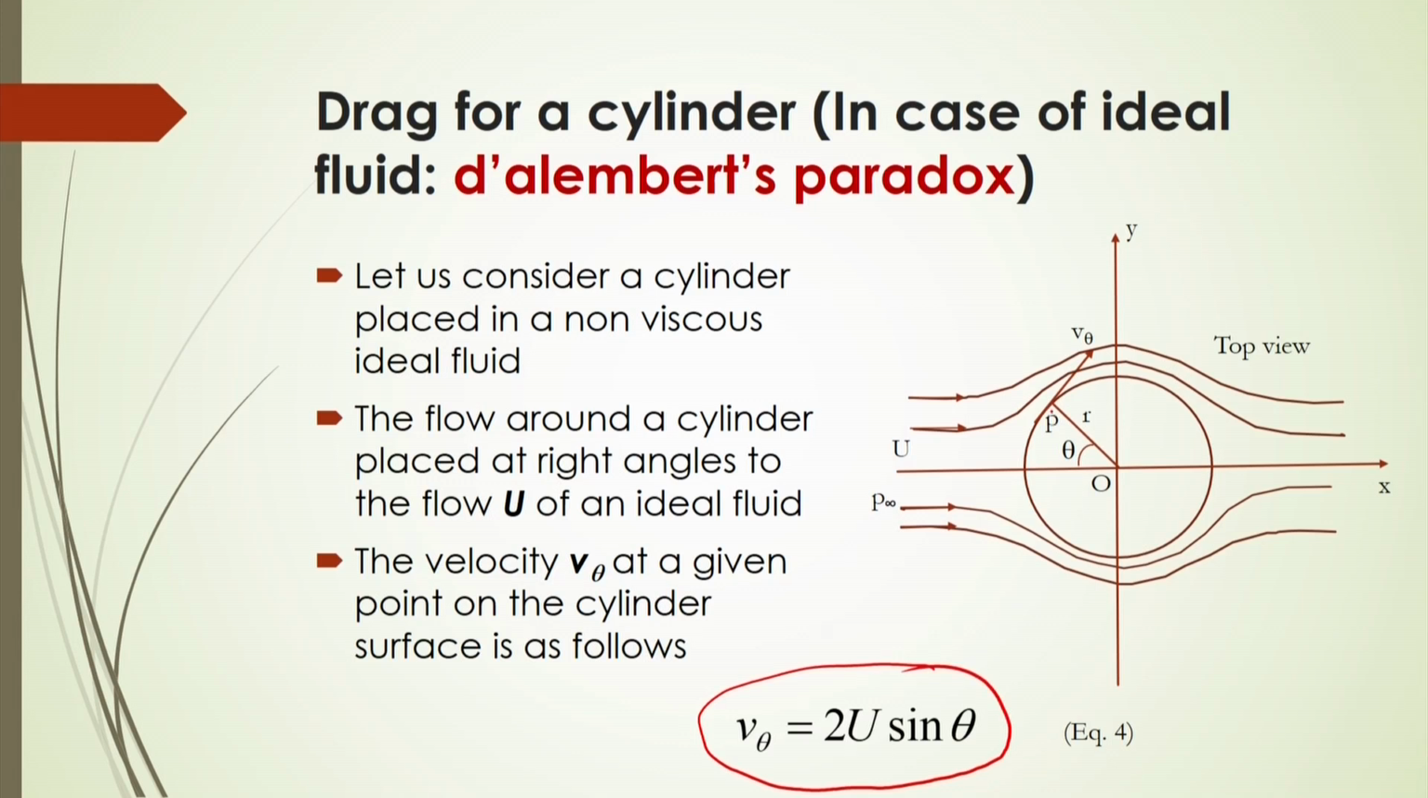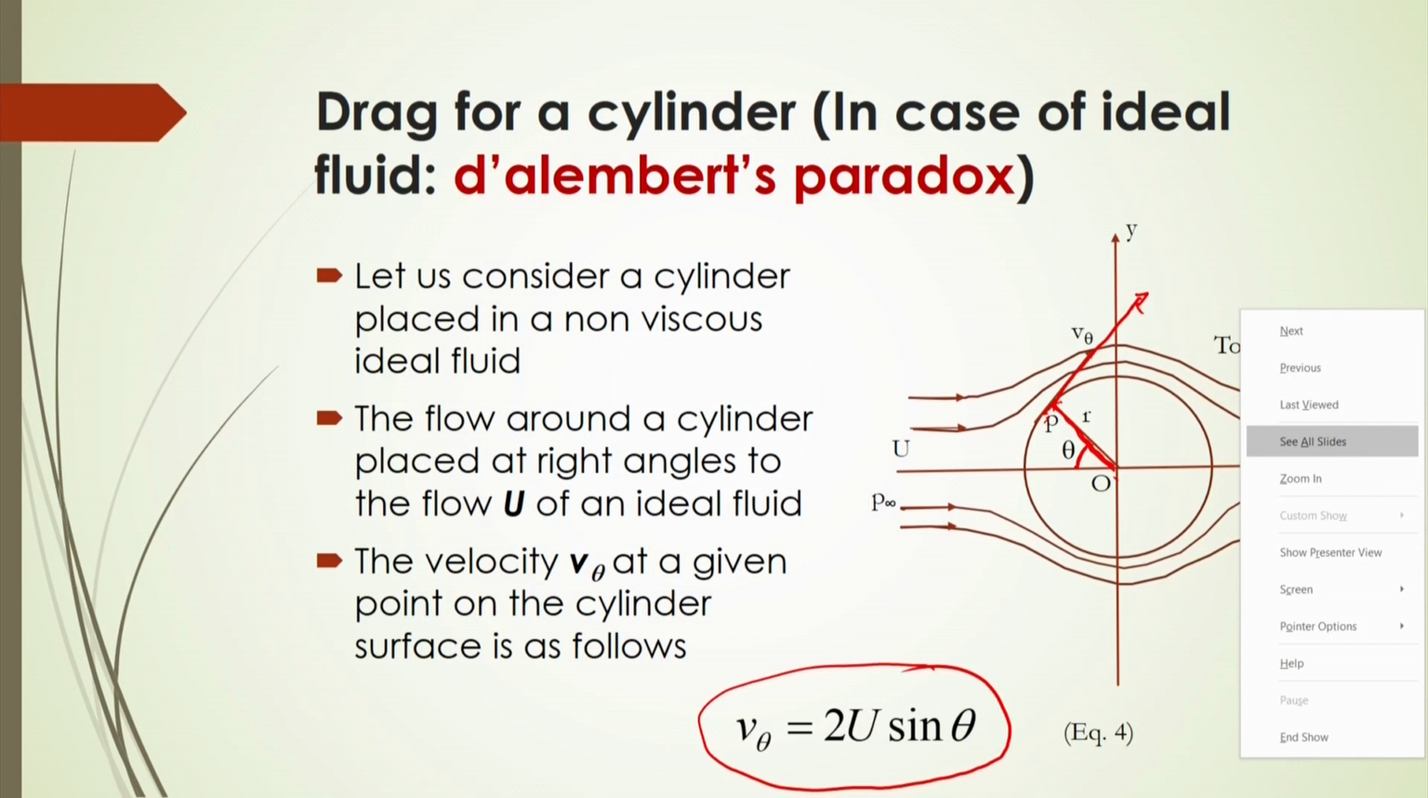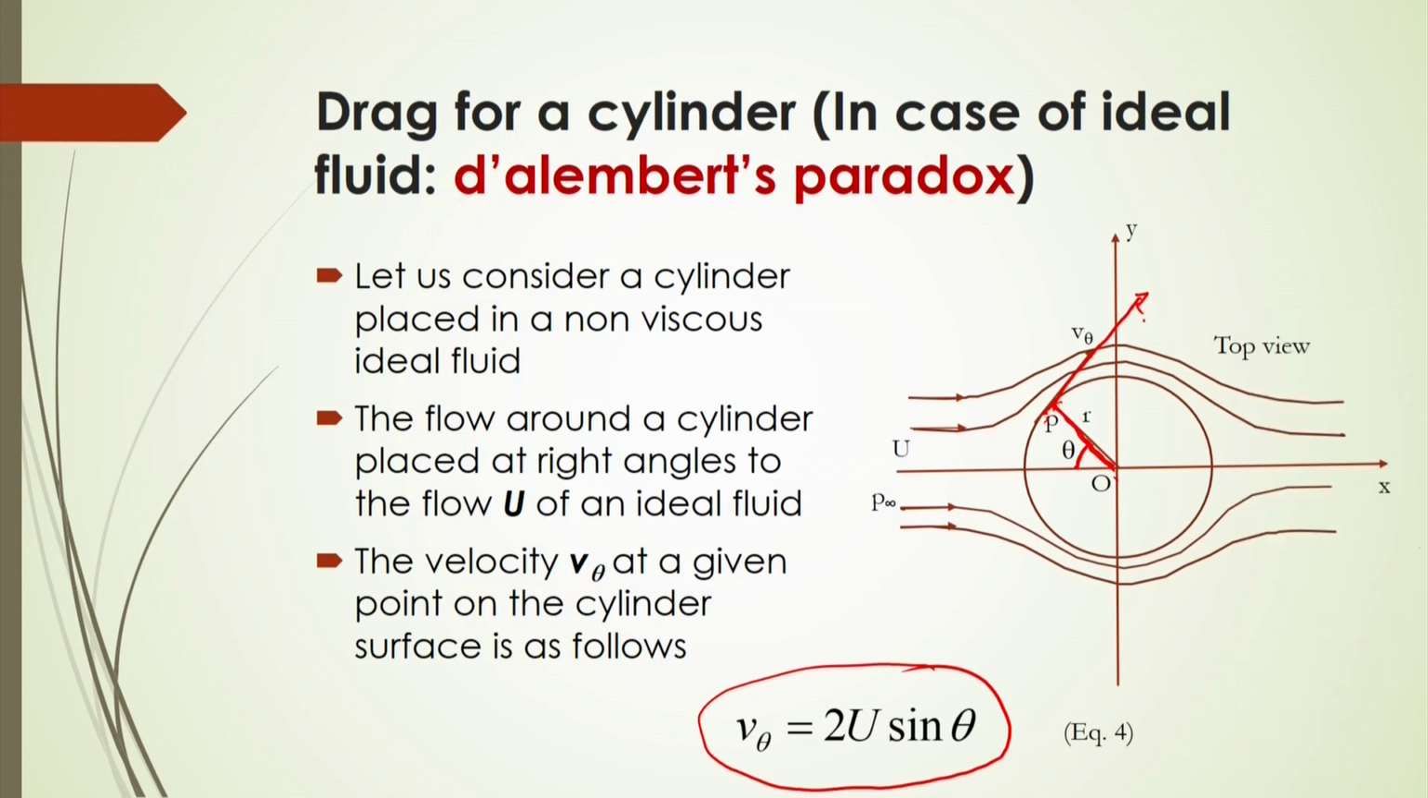So, in this direction, what will be the velocity? Suppose there are velocity components in this direction, and the point makes an angle theta to the horizontal, that is the flow direction. At this point P at radius r, that is the cylinder radius, the v theta component of the velocity in this direction will be 2 u into sin theta.